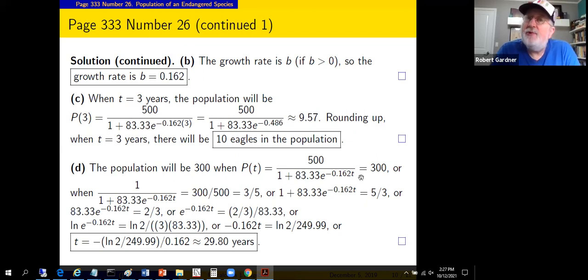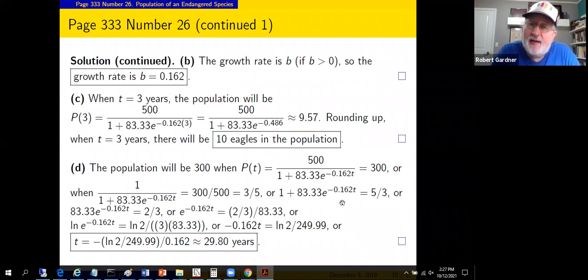Okay, the manipulations are a little more complicated this time, but same strategy: trying to get T by itself, solve for T. We could divide both sides by 500. That produces 300 over 500, or 3/5, on the right-hand side. We've got fractions on both sides. Let's take the reciprocal of both sides, or cross multiply if you like. The reciprocal of the left-hand side is this stuff with the exponential function. The reciprocal of 3/5 is 5/3.